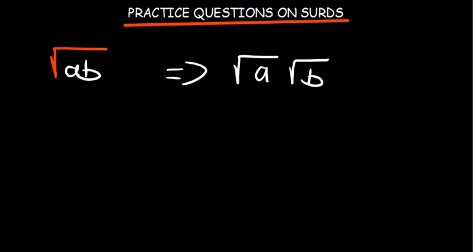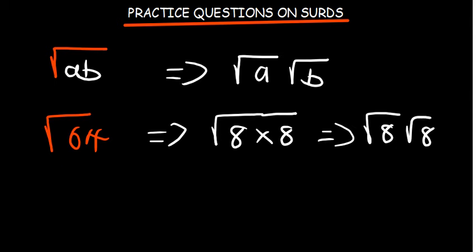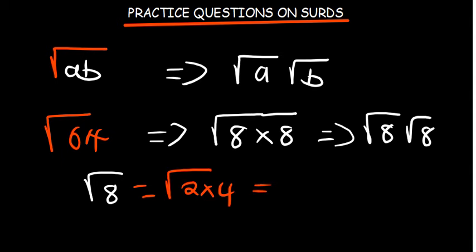So what about if you were given, for example, root of 64? So we're saying root of 64 is the same as root of 8 multiplied by 8, because we know that 8 by 8 is 64. Then we can now separate the square root. So root of 8, root of 8. Then think of root of 8. What can you multiply for it to be equivalent to 8? We do understand that you can multiply 2 and 4.